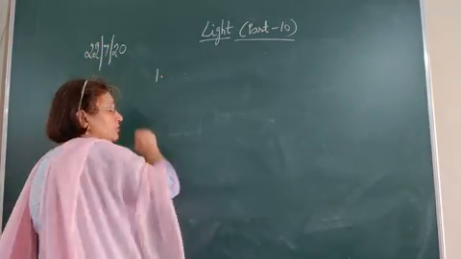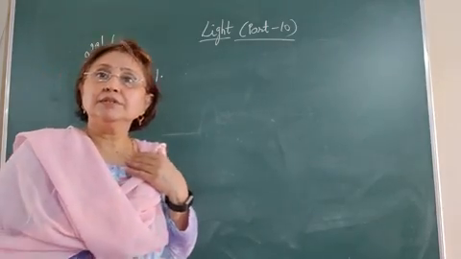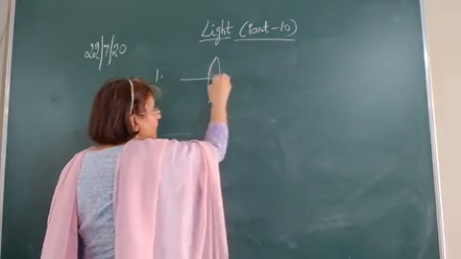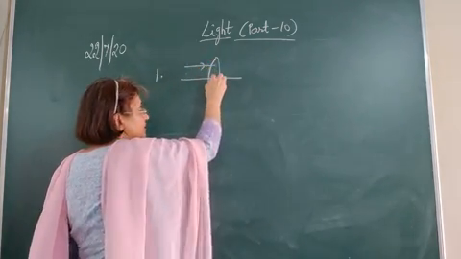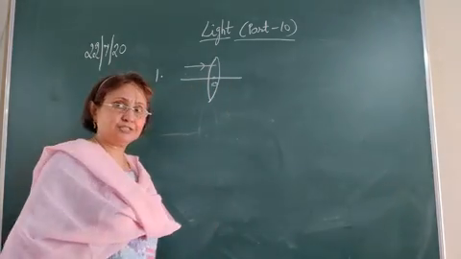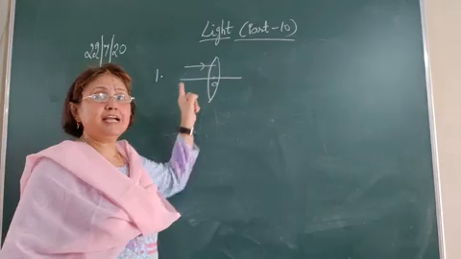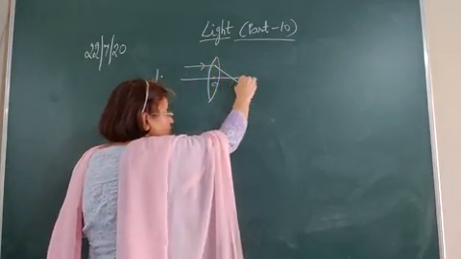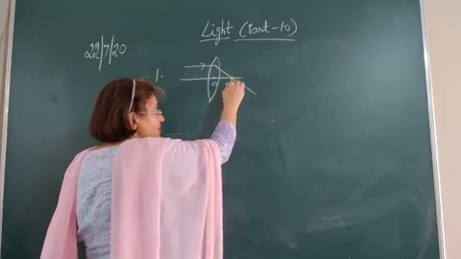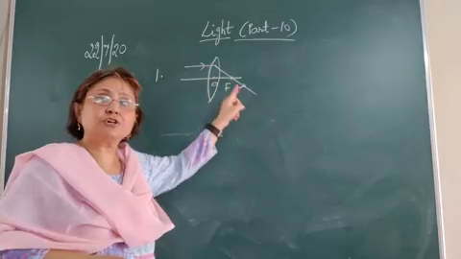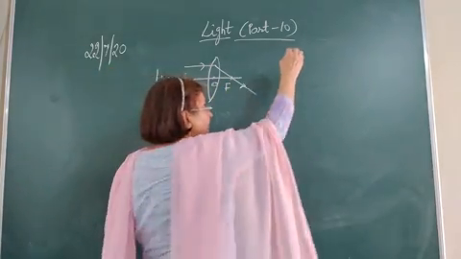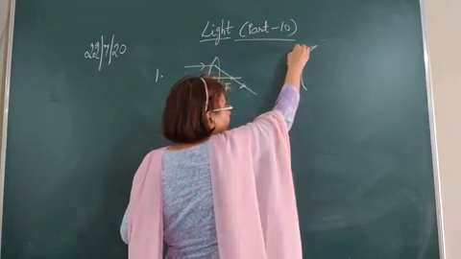Write the first rule. Any ray of light which is parallel to the principal axis, this line we know is the principal axis, passes through the principal focus on the other side in case of a convex lens. Let's see in case of a concave lens.